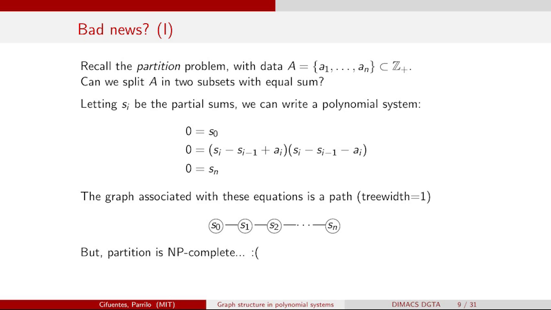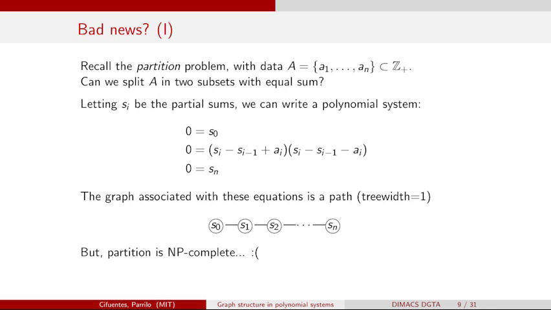But let me write a different formulation of that. Because if you write that formulation, then the associated graph is going to be a complete clique, and you're not going to get anything interesting. Let me write it in the following way, where now my variables s sub i are going to denote the partial sums. So I'm going to do the running sum of my a sub i's, and I can write the following system of equations.